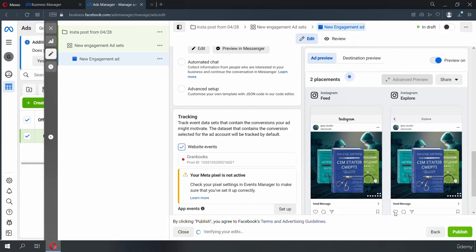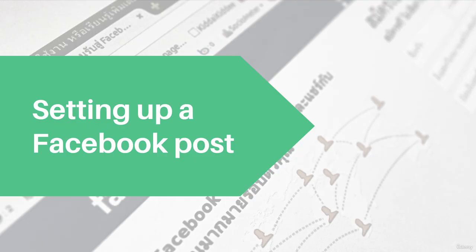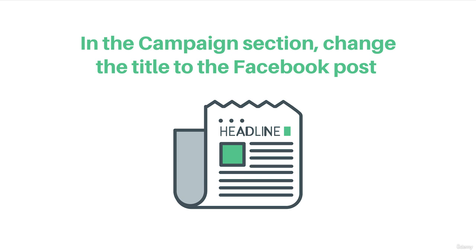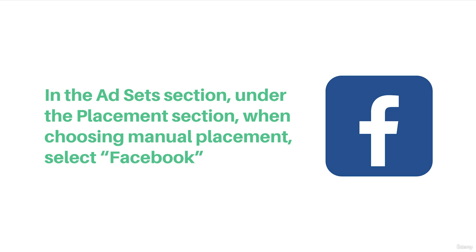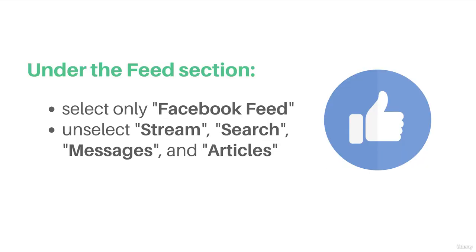That's it. Click Publish. If we were to set up a Facebook post rather than an Instagram post, in the Campaign section, change the title to the Facebook post dated 4/28. In the Ad Sets section, under the Placement section, when choosing manual placement, select Facebook. Next, under the Feed section, select only Facebook feed and unselect stream, search, messages, and articles.